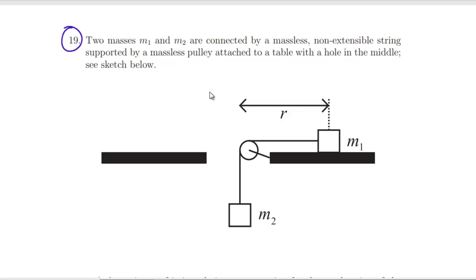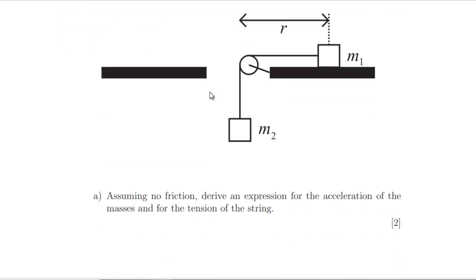We've got two masses, M1, M2, connected by a massless, non-extensible string. Don't we always? Massless pulley attached to a table with a hole in the middle. Right, so that's just describing what we've got there. Assuming no friction, derive an expression for the acceleration of the masses and the tension in the string.